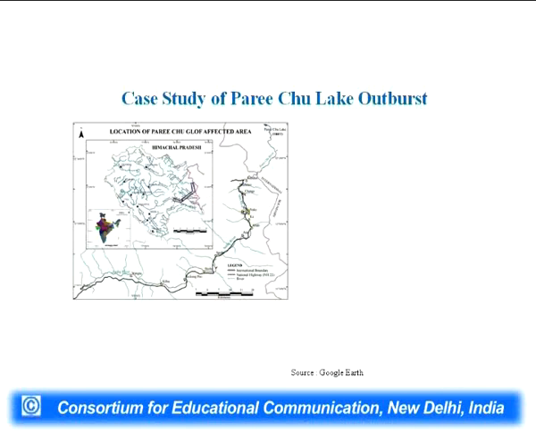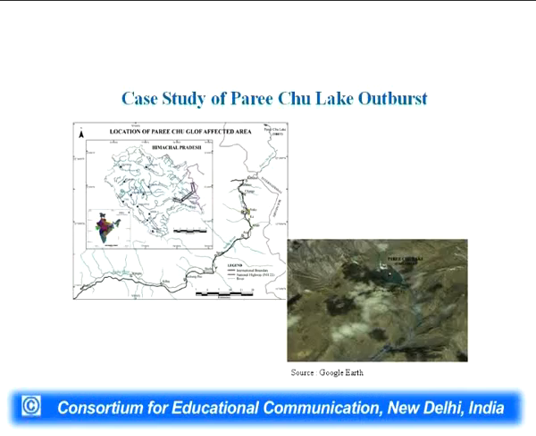This is the location of the Parichu lake. This Parichu lake is not in India. It is lying in the Tibetan part of China, and because of a moraine dam where the Parichu lake drains its water, that portion was blocked, and because of that blockage water accumulated behind the moraine dam and the size of the lake gradually increased, and on 26 June 2005 it resulted in an outburst.